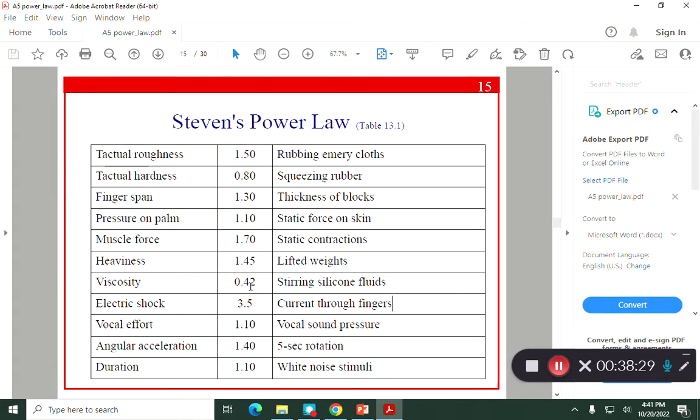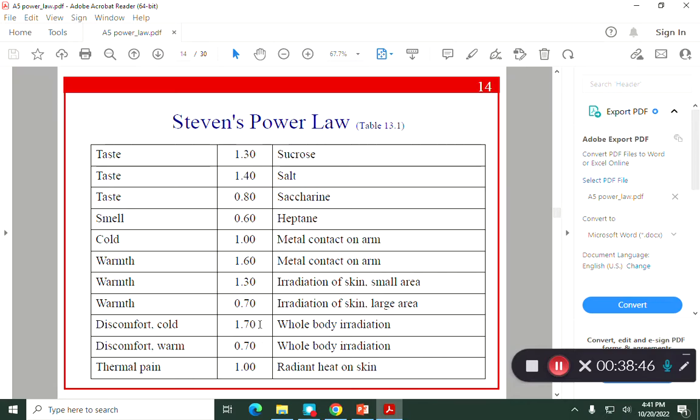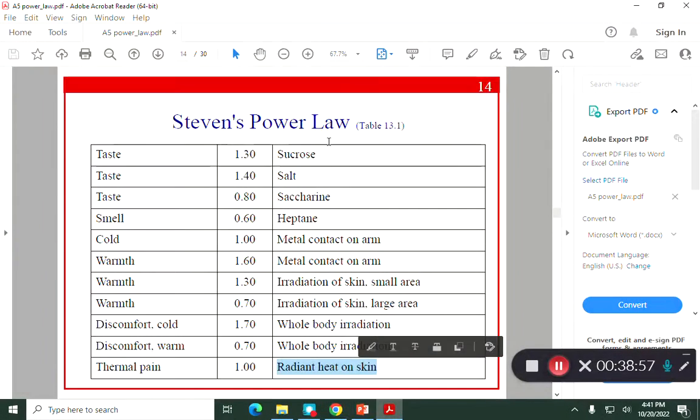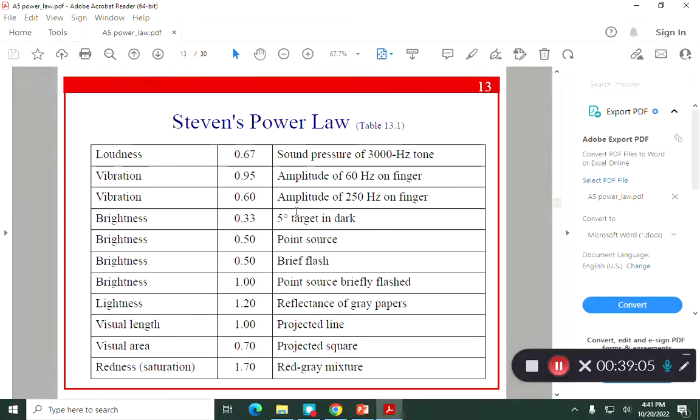But on the other hand, a lot of stuff that is within human scale, you will see the value like vocal sound, pressure, white noise stimuli, static force on the skin. You see the ratio is close to 1, okay? Radiant heat on skin. Anything that you can sense in your daily experience tends to be reasonable in a human scale, okay? And there are certain things you can ignore. Those values will be less than 1.